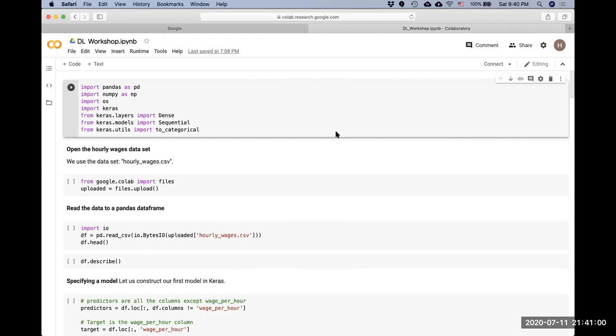Okay. Now, if you go to this page, this is the code that we'll be using. Of course, I'll be using Python for the code, and I'll be using Keras as the package. If you can just allow me one second.